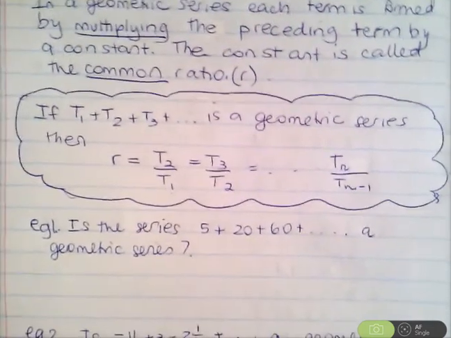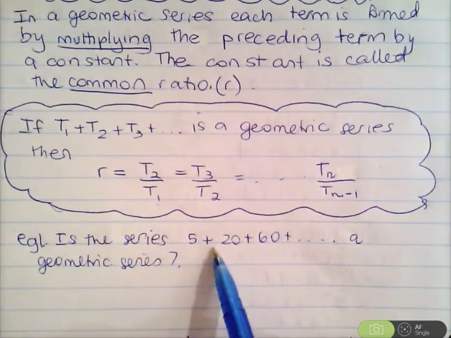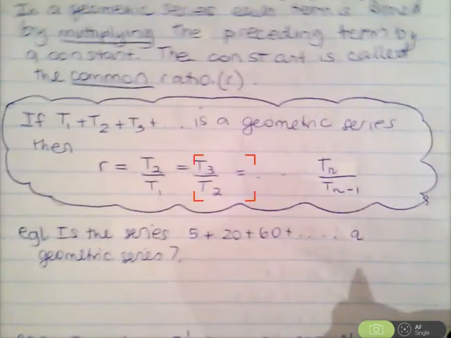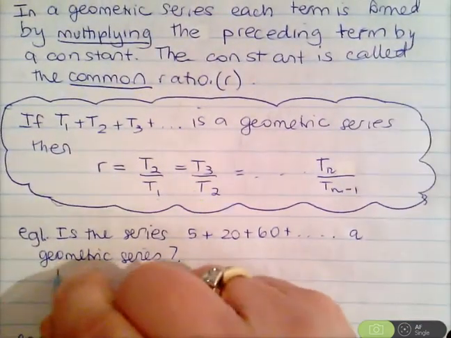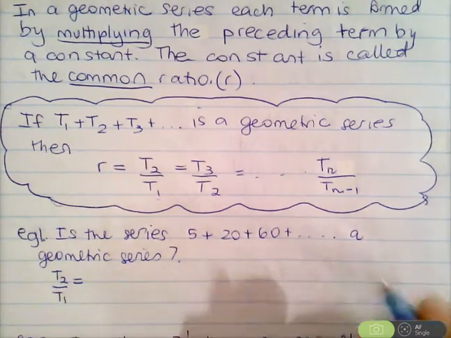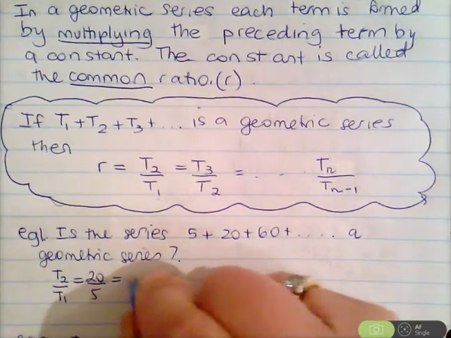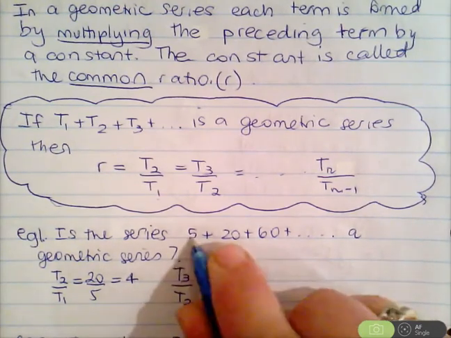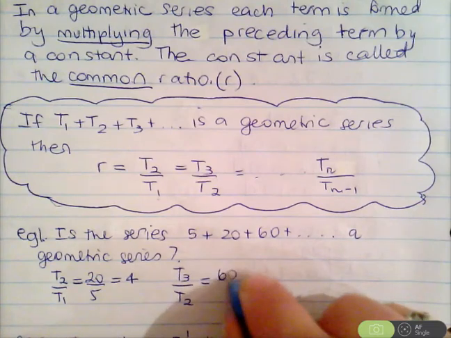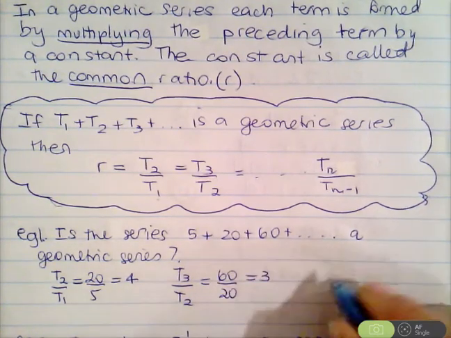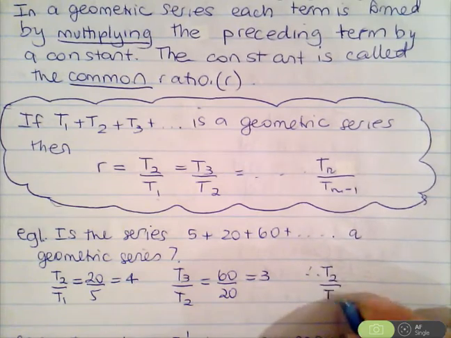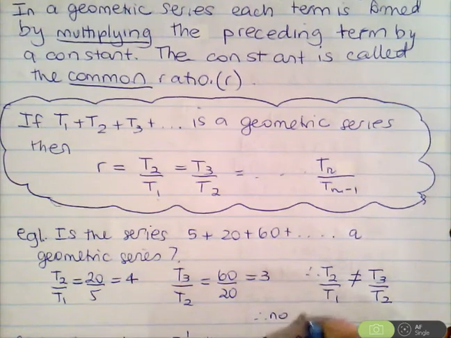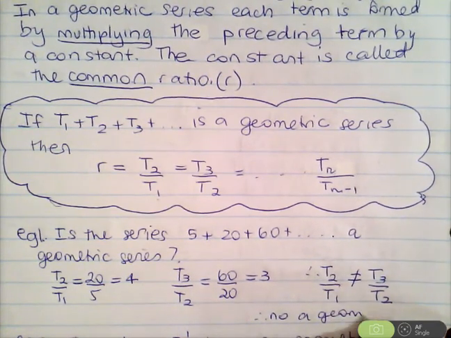Just a couple of examples. Is the series 5 plus 20 plus 60 plus ... a geometric series? Let's look at term 2 divided by term 1. That's 20 divided by 5, which is 4. And then we will look at term 3 divided by term 2. So that's 60 divided by 20, which is 3. Therefore, term 2 divided by term 1 does not equal term 3 divided by term 2. Therefore, it's not a geometric series.